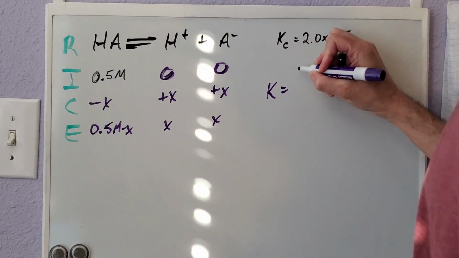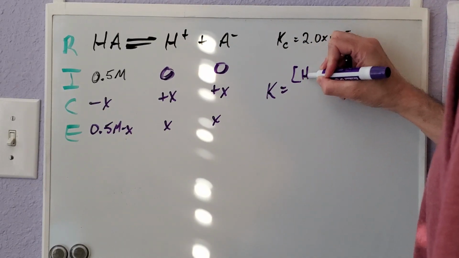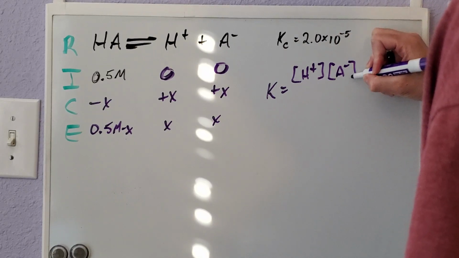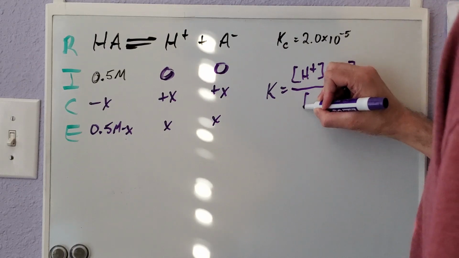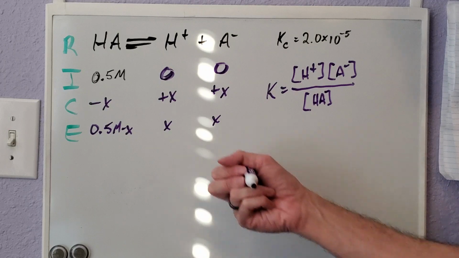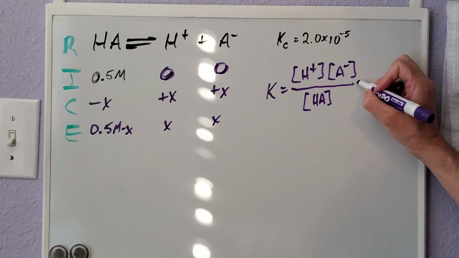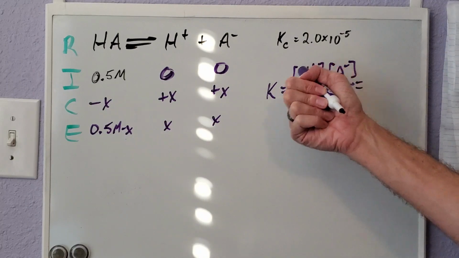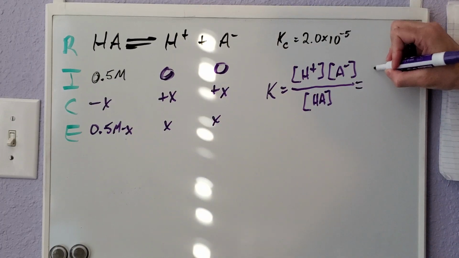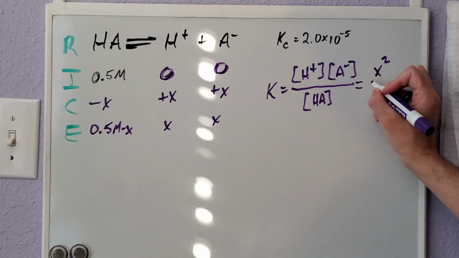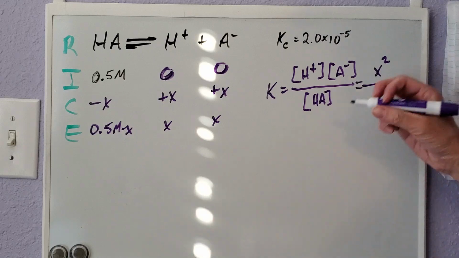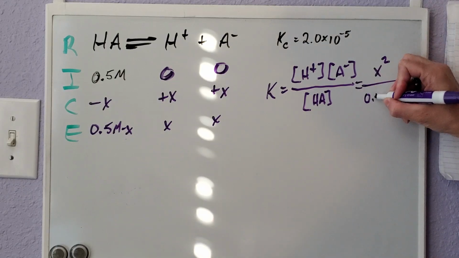The quotient here is still going to be your products, H plus times A minus, over your reactant HA. Even though we don't have numbers here, we can still rewrite this out in some form. Your H plus is going to be x, your A minus is going to be x, so on top, x times x is x squared. On the bottom, we have our HA, which is 0.5 molarity minus x, so we still have to keep it in that form.